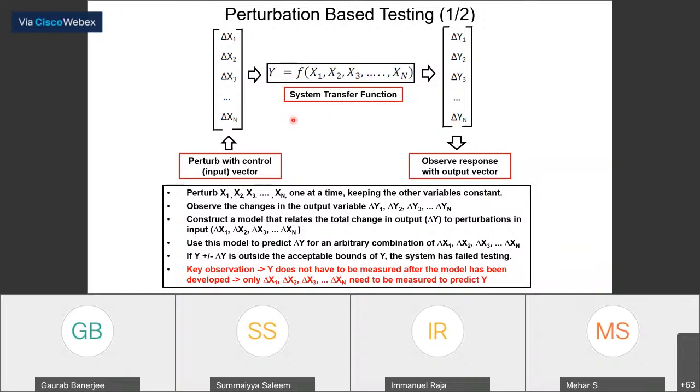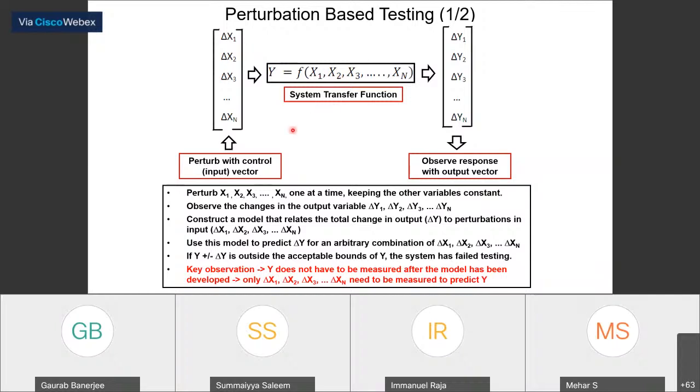But what you can do is perturb the engine. You can do this or that. It's kind of like making the engine really angry. You're poking it and prodding it. And then based on that, you can generate a system transfer function, based on a set of observations and responses.